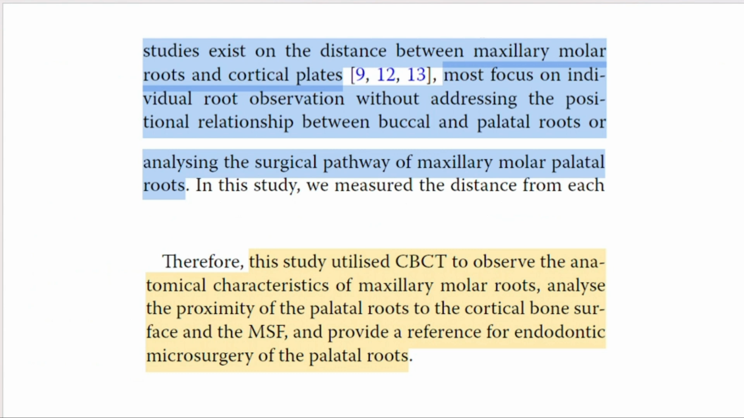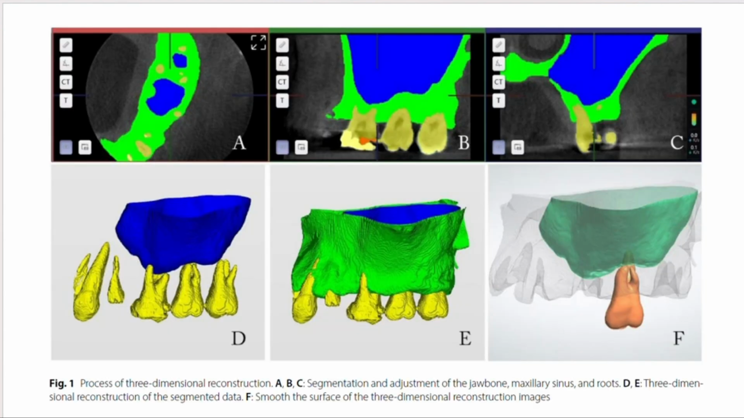Although studies on the distance between maxillary molar roots and cortical plates mostly focus on individual root observation, without addressing the positional relationship between buccal and palatal roots or analyzing the surgical pathway of maxillary molar palatal roots, this study utilized CBCT to observe the anatomical characteristics of maxillary molar roots, analyze the proximity of the palatal root to the cortical bone surface and the maxillary sinus floor, and provide a reference for endodontic microsurgery of palatal roots.